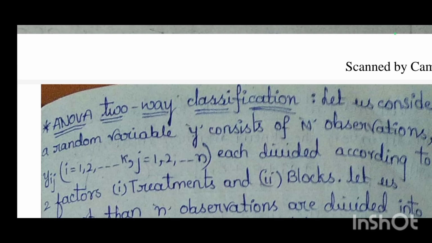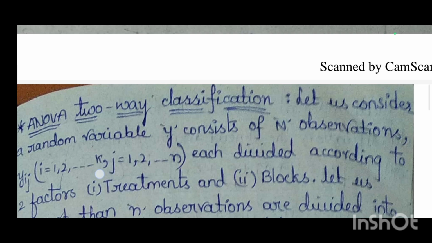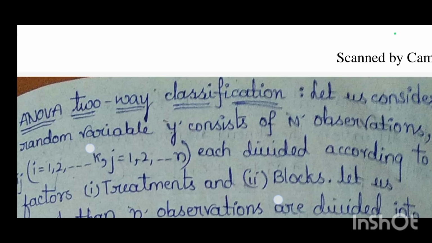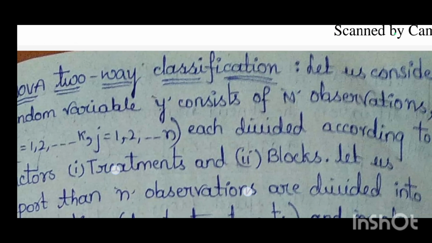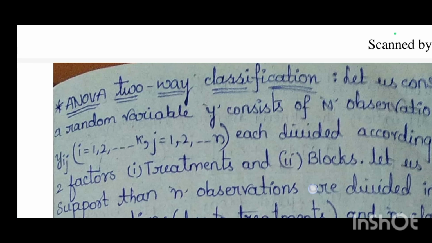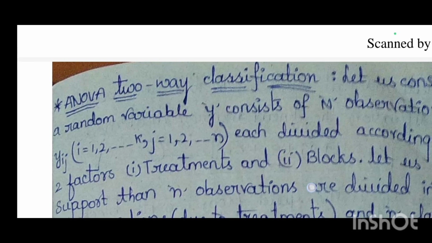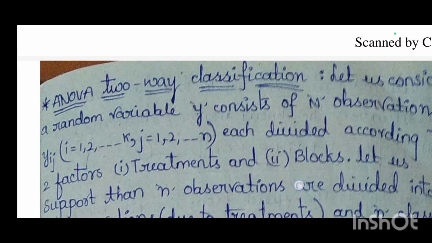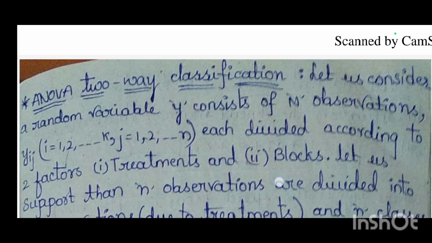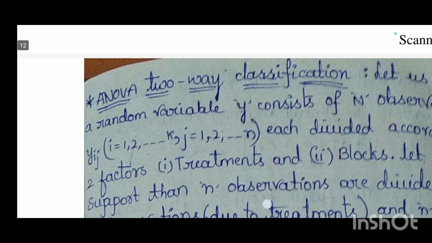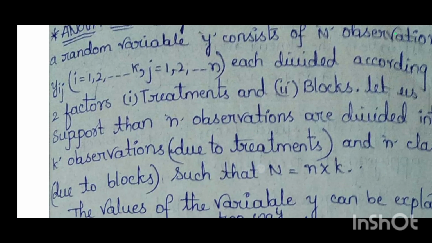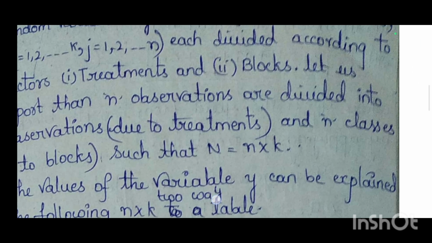Today we are learning about ANOVA two-way classification. Let us consider a random variable y consisting of capital N observations. It is denoted by yij, where i runs from 1 to k and j runs from 1 to n. Each observation is divided according to the two factors, that is treatments and blocks.